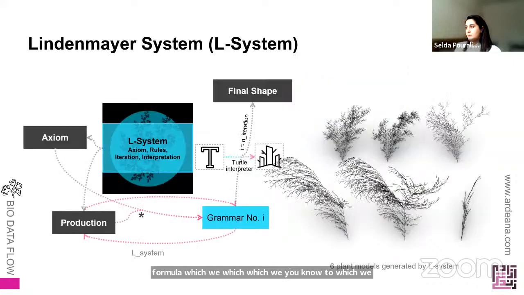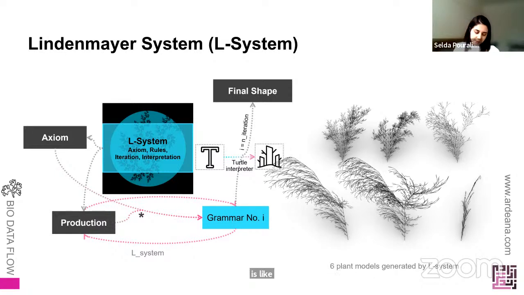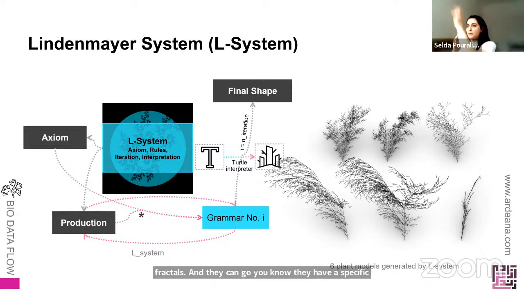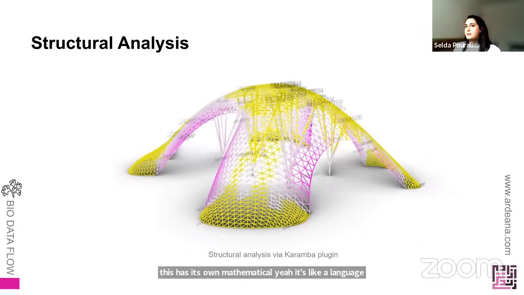So I will go a bit further, and I hope that you can understand better. So this is what happens in L-systems. L-system is like a subcategory of fractals. They have a specific formula to move forward or turn right or left, and this has its own mathematics. It's like a language of its own. And we had this Python code to generate this data for us, with different formulas from nature.